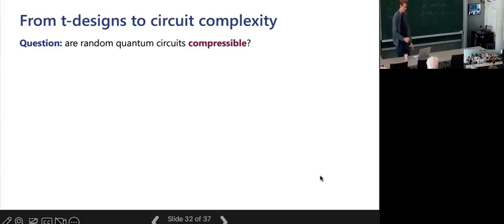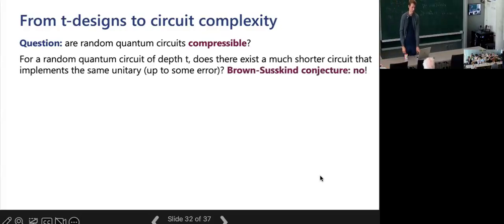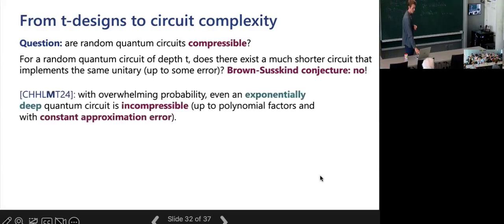And perhaps surprisingly, this wasn't known. It wasn't even known for classical circuits. And the conjecture which came out of high energy physics is that the answer is no, you cannot compress a random quantum circuit even at exponential depths. So the higher the depth, the more room there would be for shortcuts, and the conjecture is that even at exponential depths, you cannot compress this. This is known as the Brown-Susskind conjecture. And we can finally prove that this is actually true.